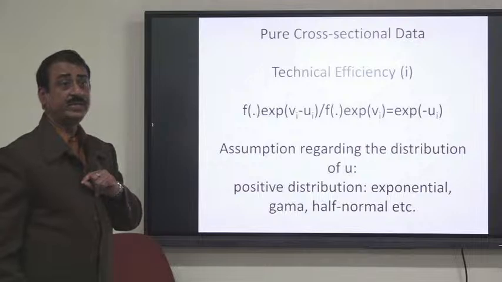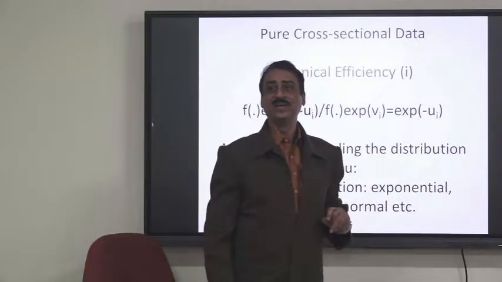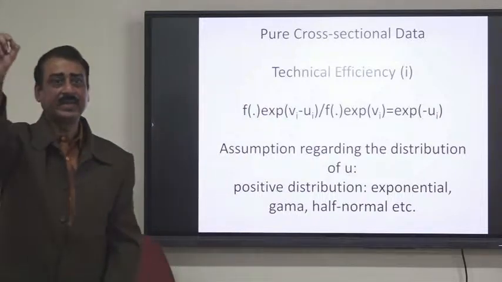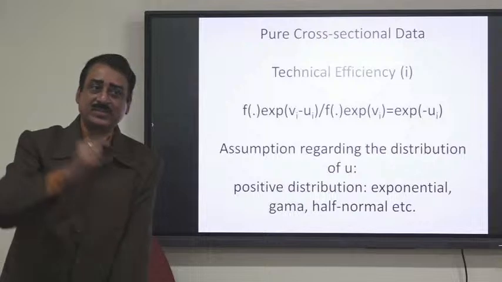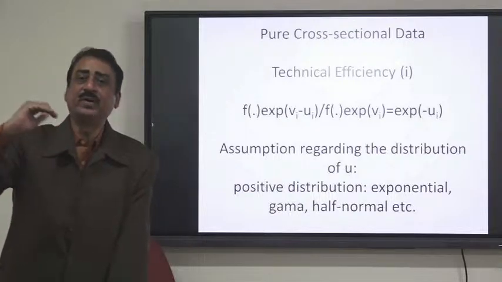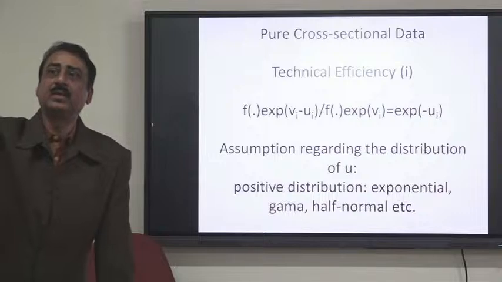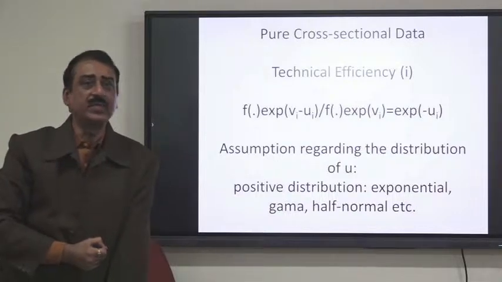So our objective will be to estimate this particular U, and then we can index them. The best performer can be taken as 100, and then the worst. Accordingly, the other performers can be indexed. So if your performance is, let us say, 90%, then accordingly I can work out the performance of the other firms.